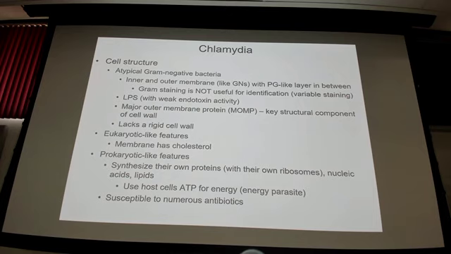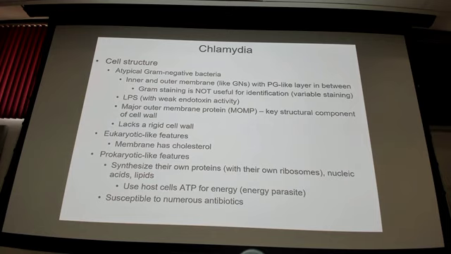Lack of rigid cell wall, that ties in some of these other points. In terms of eukaryotic-like features, it does have cholesterol in the cell membrane, and it gets that cholesterol from us, from our own cells, so it doesn't have synthetic pathways to make its own cholesterol. It'll steal that from us. The implication there is that it changes the rigidity and the structural integrity of these cells.